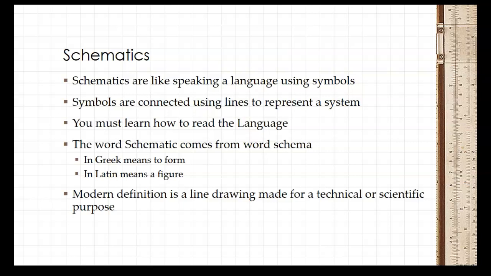from all this. So the word schematic comes from the word schema, which in Greek means to form and in Latin means to figure. Not much difference between Greek and Latin on that one. Modern definition is a line drawing made for technical or scientific purpose. There's probably some other examples of that word throughout history.